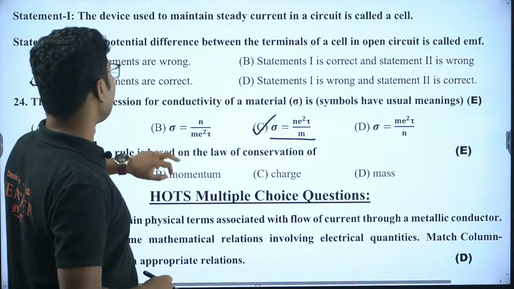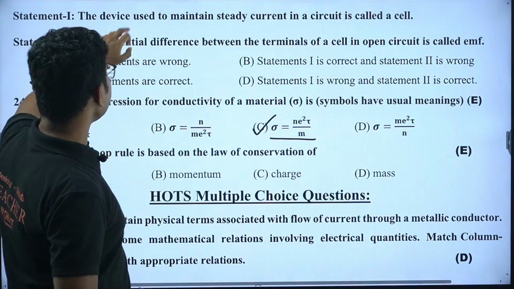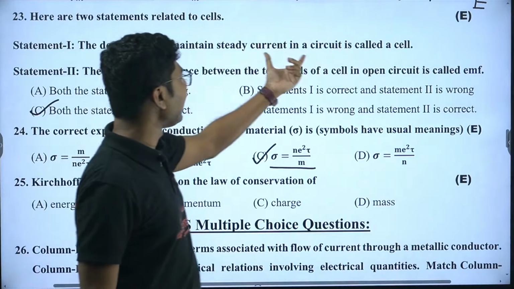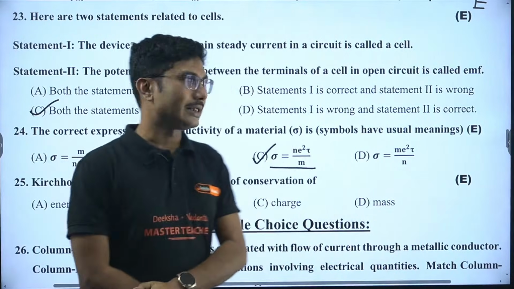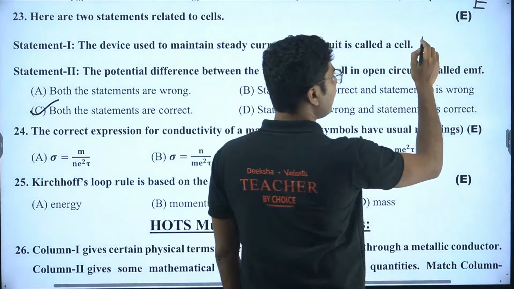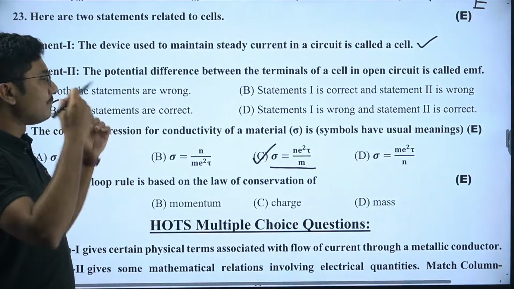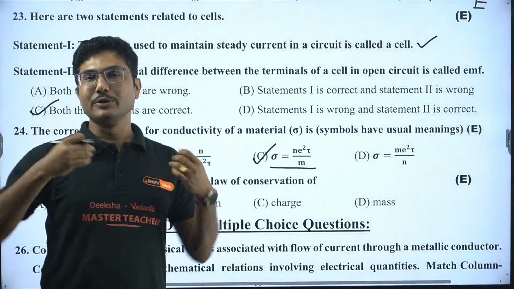Now let's see question number 23 again, the statements and the question. The device used to maintain a steady current in a circuit is called a cell. Any doubt about this statement? No, right? This is a correct statement. This cell is basically something that is used to maintain a current.